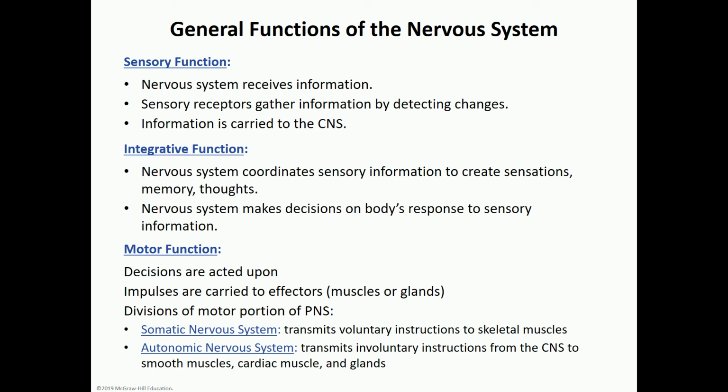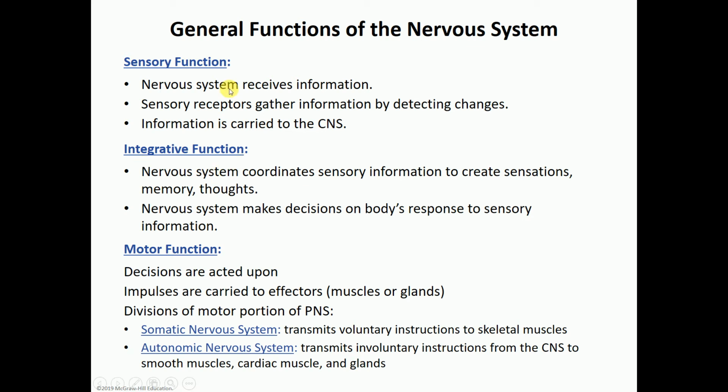And I'm going to kind of skip down to the motor function. And these motor functions are literally orders. Okay, so these are the decisions that are going to go to the effectors. And remember, the effectors could either be a skeletal muscle, and those neurons would be part of the somatic nervous system, or those could be involuntary instructions. Okay, those would be going to your smooth muscles, cardiac muscles, or glands, and those would be carried over through the autonomic nervous system. Okay, so any impulses carried from the CNS to the effectors would be carried on motor neurons.